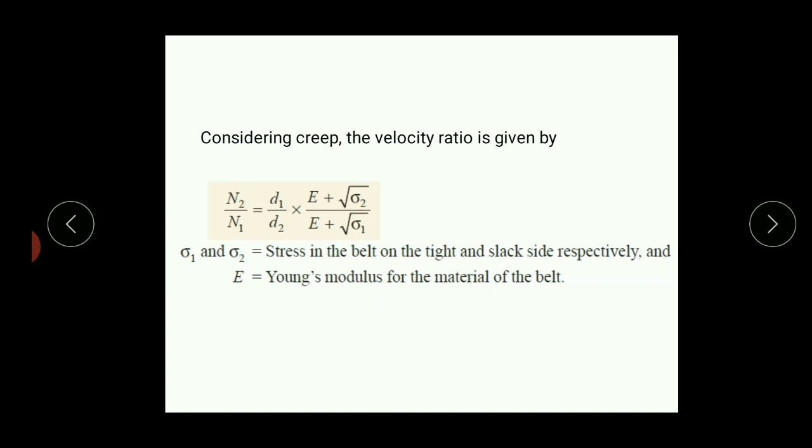Considering the creep, the velocity ratio or speed ratio between the driving shaft and the driven shaft is given as n2 upon n1 equal to d1 upon d2, where n2 is the speed of the driven shaft, n1 is the speed of the driving shaft, d1 is the diameter of the driving pulley, and d2 is the diameter of the driven pulley, into the square root of sigma 2 upon sigma 1 over e. E is the Young's modulus of the material of the belt, sigma 2 is the stress on the slack side of the belt, and sigma 1 is the stress on the tight side of the belt due to the tension.